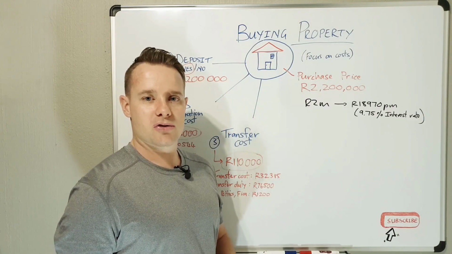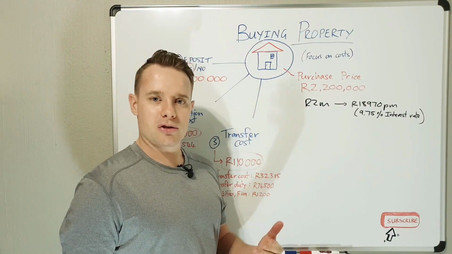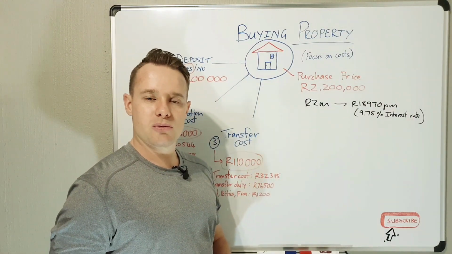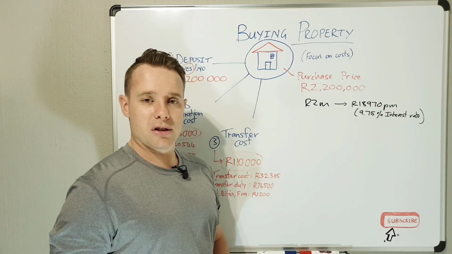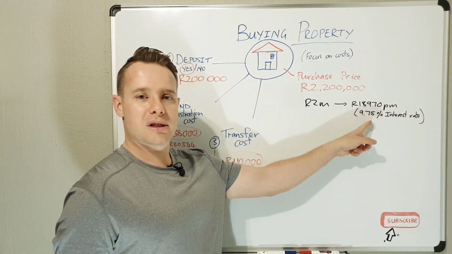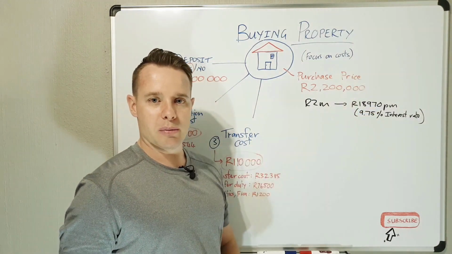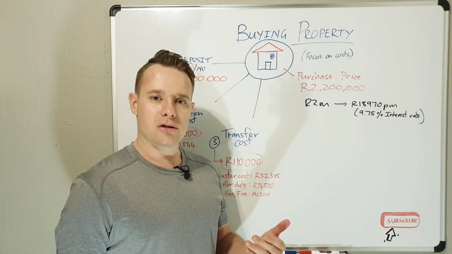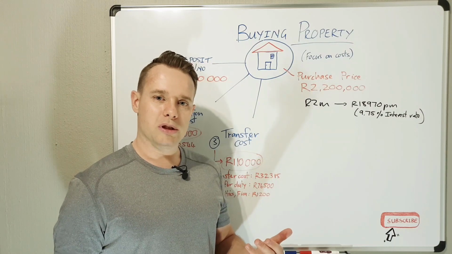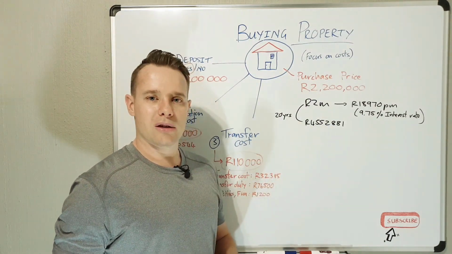So let's summarize the transaction. It's a 2.2 million purchase price. You're going to put down a 200,000 rand deposit. You're going to register a 2 million rand bond. In this case, we're going to assume a 20-year period on the bond. Over 20 years at a 9.75% interest rate, you are going to pay 18,970 per month. And also to note, over the 20-year period, the total amount you're going to pay towards your property is going to be 4,552,881.